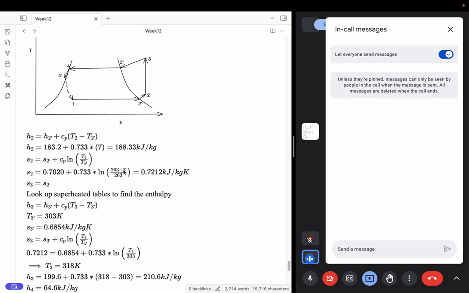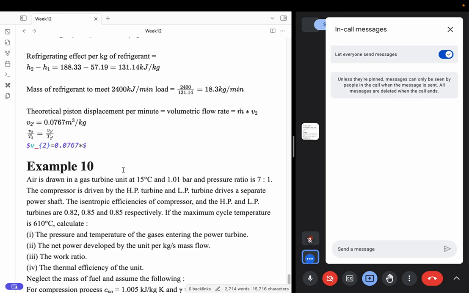T2 is 263 plus 7 divided by 263. 263 plus 7 divided by 263. That comes to around 0.07874 meter cube per kg.